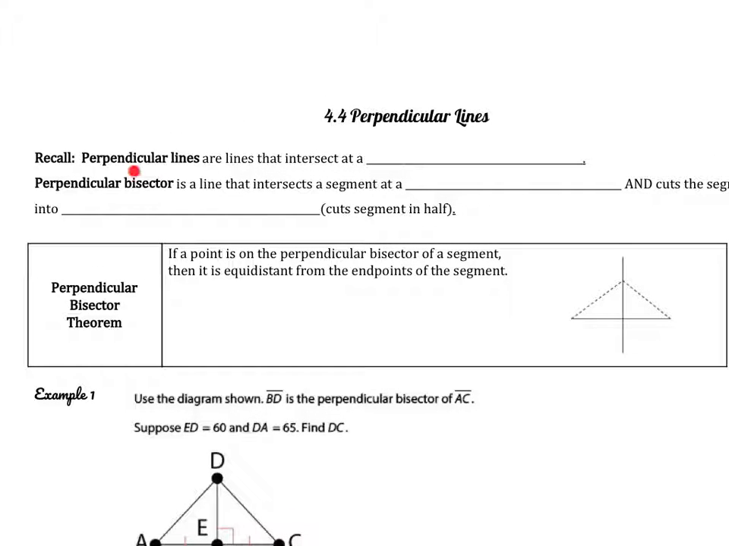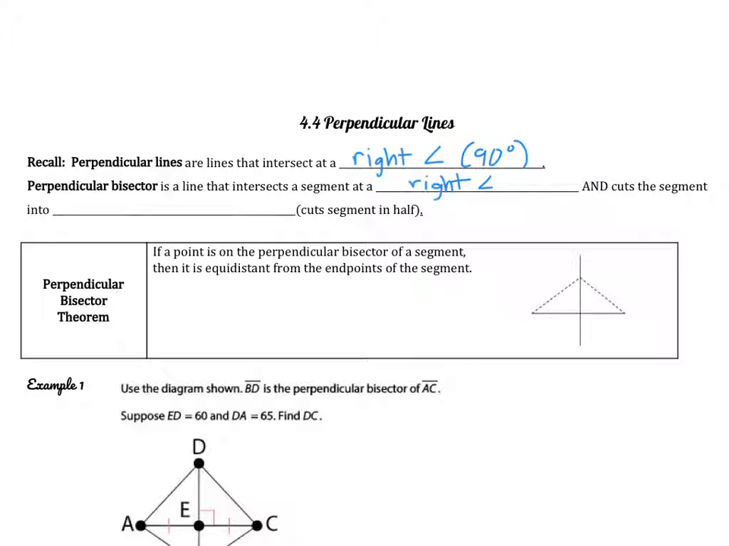So remember that perpendicular lines are lines that intersect at a 90-degree angle, or a right angle. So that means a perpendicular bisector does two things. Well, it has two properties. It is perpendicular and it bisects. So it is a line that intersects a segment at a right angle, the perpendicular part, and cuts the segment into two equal parts.